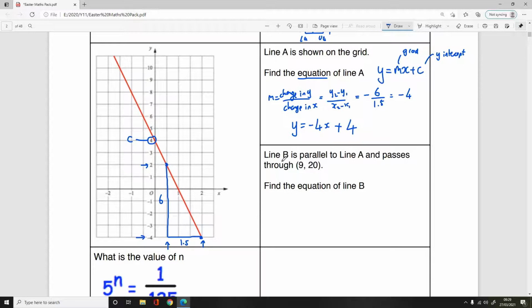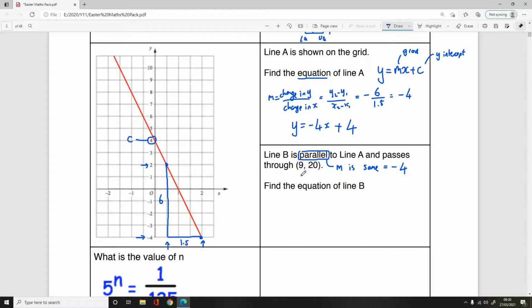We're told that another line is parallel to this and passes through (9, 20). So parallel means that the gradient is the same. So we had a gradient of minus 4 on our line, we're going to have a gradient of minus 4 on this line. The opposite of that would be perpendicular if they were at right angles, and that's a situation where we'd use a negative reciprocal, but we'll get to that when we get to that.